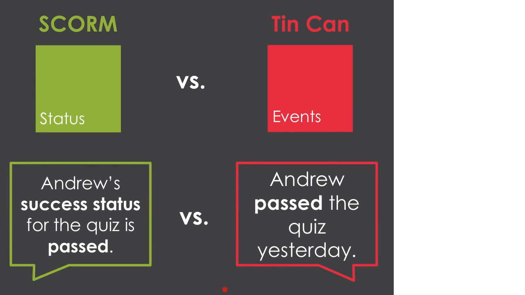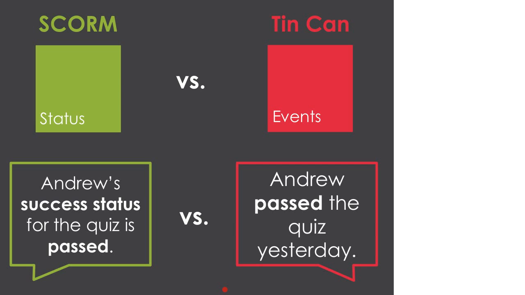Some other differences between SCORM and Tin Can. SCORM deals with status. So at any given point in time, I have a success status for a piece of e-learning. I've either passed, or I've failed, or I've not completed, or I've completed. And I might have a score. And SCORM's really to do with looking at your status at a particular point in time, whereas Tin Can looks at events, and basically it's more to do with telling a story.